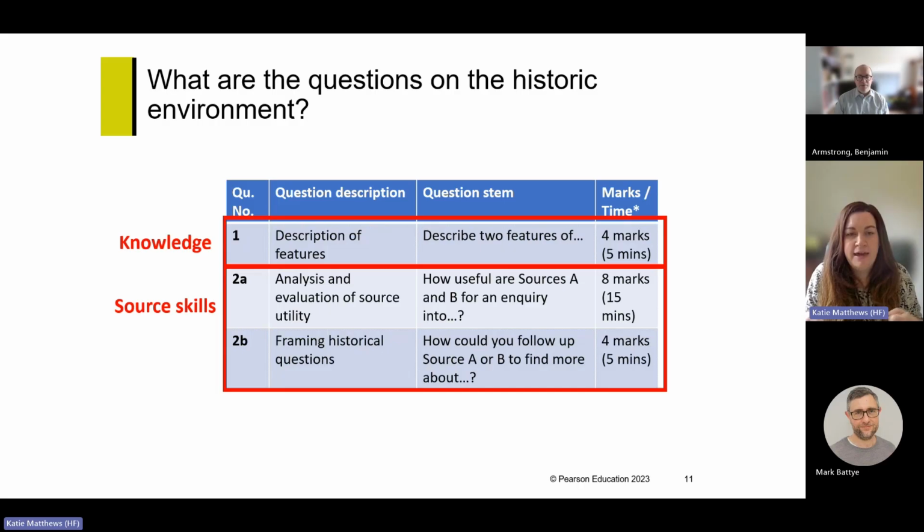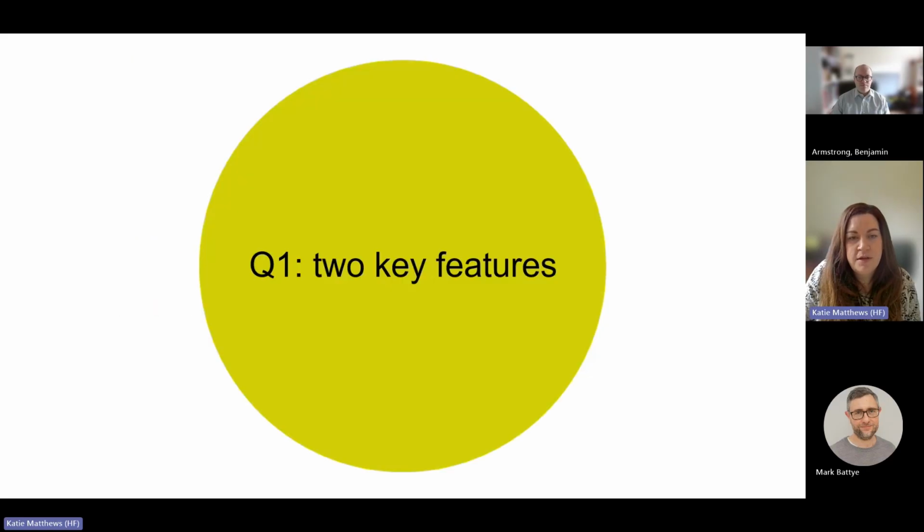Then you've got a package of 2 source questions, getting you to analyse 2 sources from the period, and then a question that's framing a historical kind of inquiry as well. Right, so let's dig a bit deeper into those questions. Right, so let's have a look at the describe 2 features question. What's it all about, Ben?